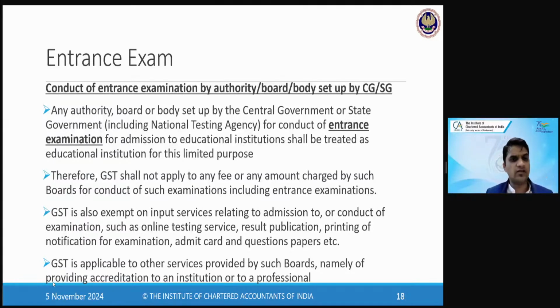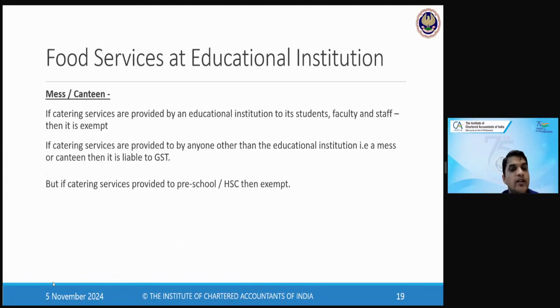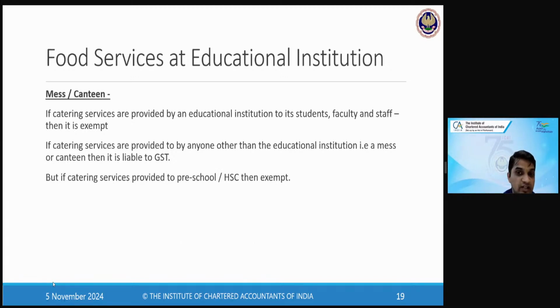Okay, so what else was the clarification here? Food services at educational institutions. So any mess or canteen, if it is providing services to its students, faculty, and staff, because the first heading said that any kind of food which is provided to its students, faculty, and staff is exempted. But if the catering services are provided to anybody other than an educational institution, then it will be outside, because if catering services are provided by anybody other than educational institutions, then it is liable to GST.